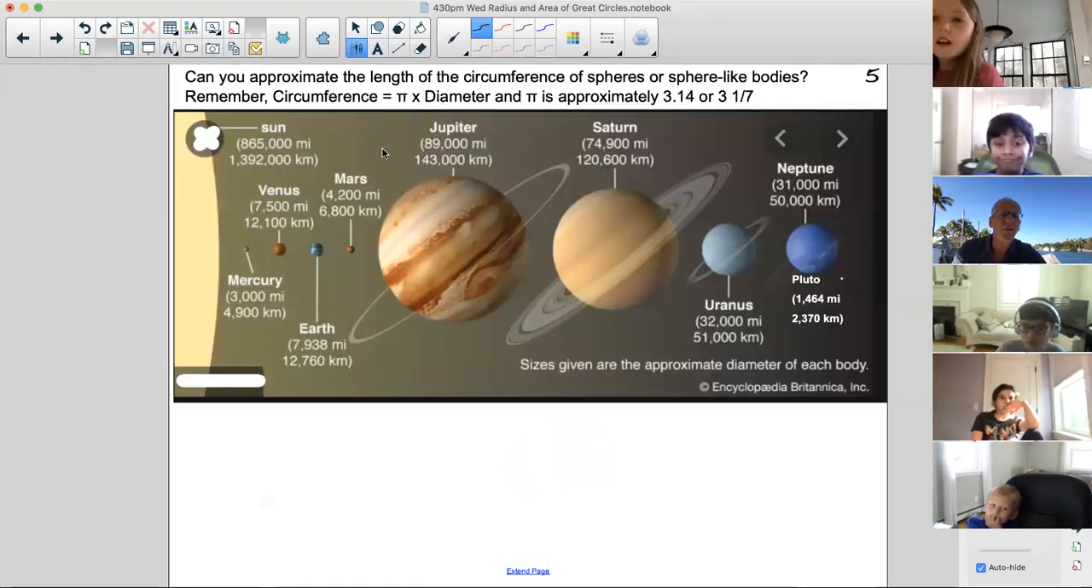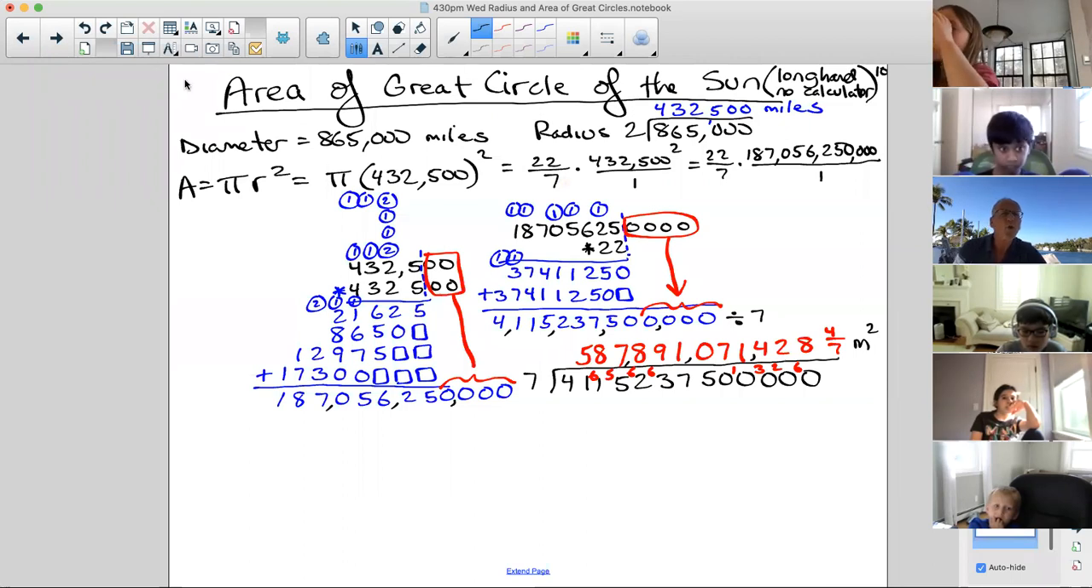Notice that the sun has a diameter of 865,000 miles. So when I look up at the great circle that is the sun, I am always trying to think, how big? So I did the calculation for you, and it's a lot of fun. The diameter was 865,000 miles.